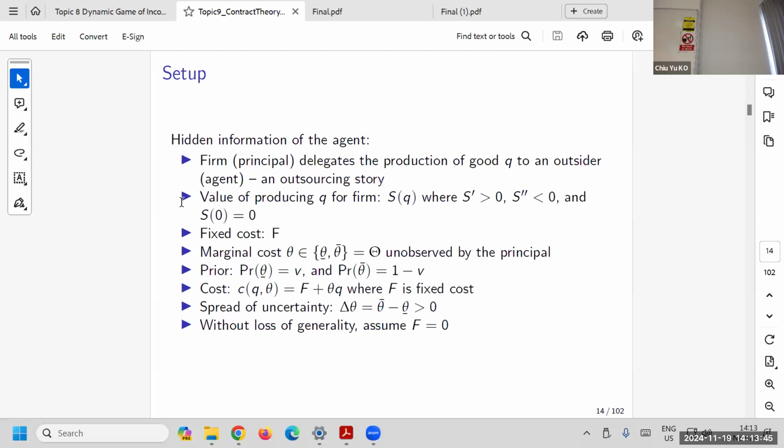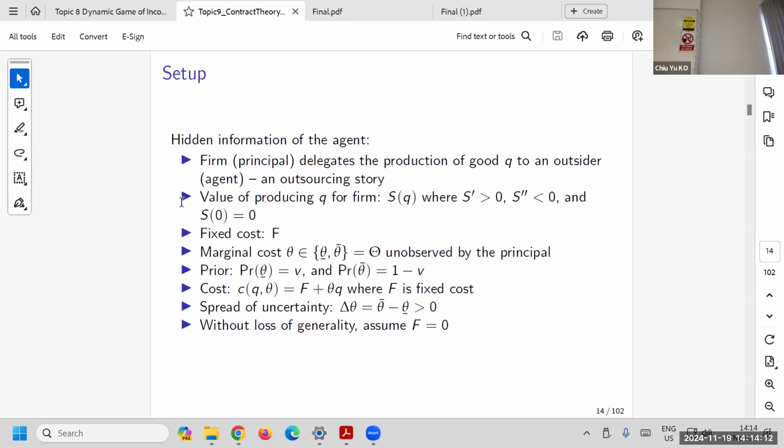Okay, and without loss of generality, we assume f is equal to 0, because that just affects the surplus. If f is positive, you have to pay that guy f to make the production happen, right? So every payment is just plus f. There's nothing really deep there. That's why it's without loss of generality. Is that clear why without loss of generality?